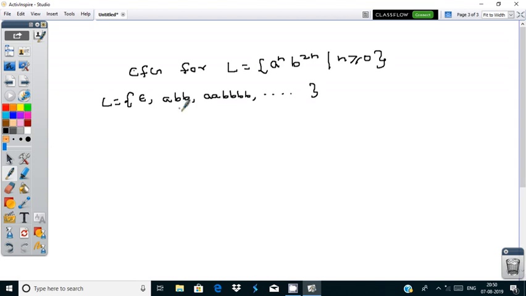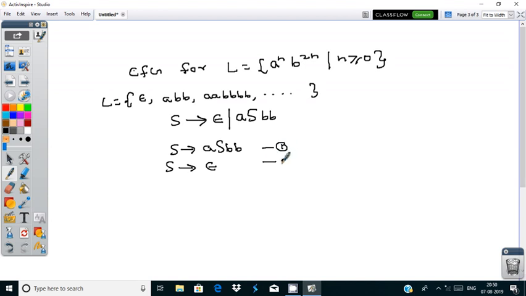So you generate a rule S tends to epsilon, that is the minimum string, and then for every A you should have two B's. So now we can write like this: A and S actually generates BB. And you can rewrite this production: S is equal to A S BB, and S tends to epsilon. So this is rule number 1 and this is rule number 2.